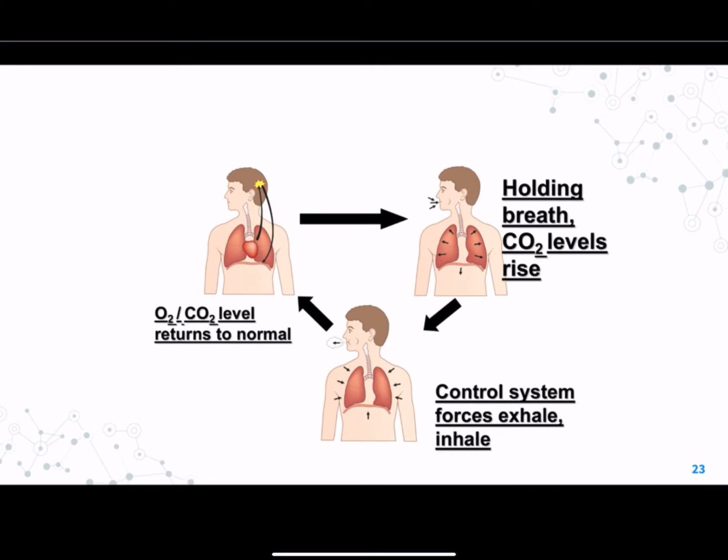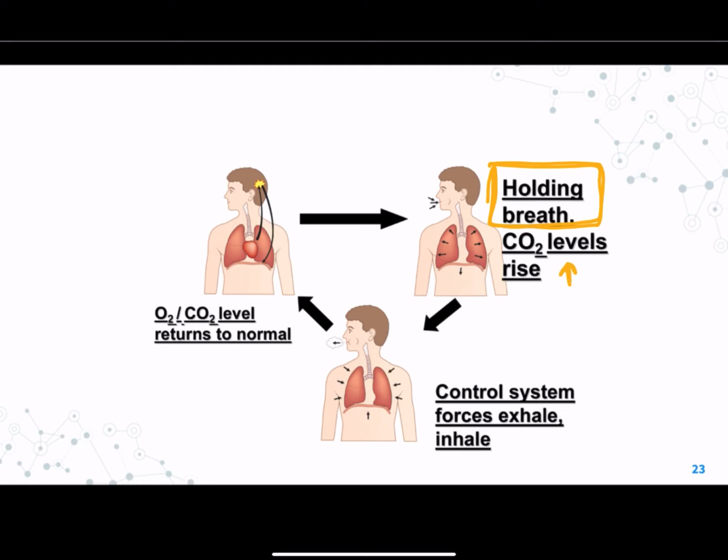So let's go through an example. So here we're going to try and figure out if this is a negative or a positive feedback loop. So the first thing that I see happening is I've got these pictures, okay, and it kind of looks a little weird, but we've got to figure out where it's starting. So holding breath, CO2 levels rise, control system forces exhale, CO2 levels return to normal. So this is in response to me holding my breath, okay? I'm holding my breath, and the next thing is my CO2 levels are going to rise.